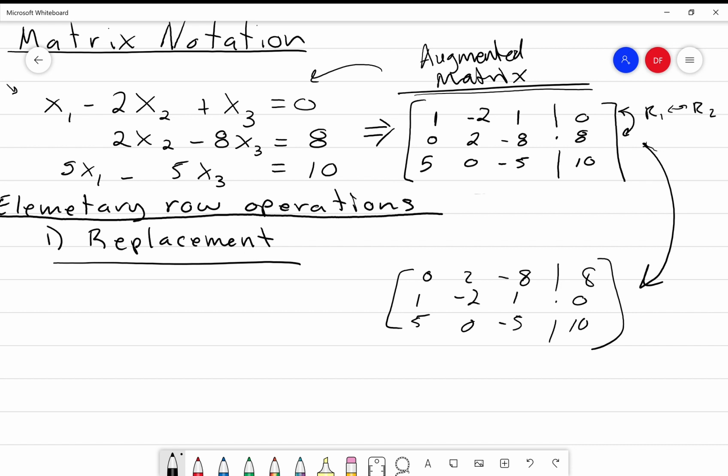Okay? Why would we do something like this? I'll show you why. But for now, let's just understand what these elementary row operations are and how we do them. And then I will show you how elementary row operations will help you find a solution.